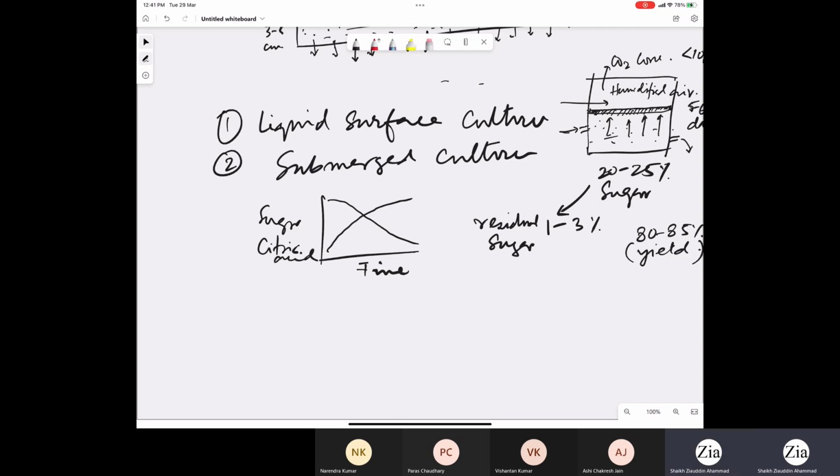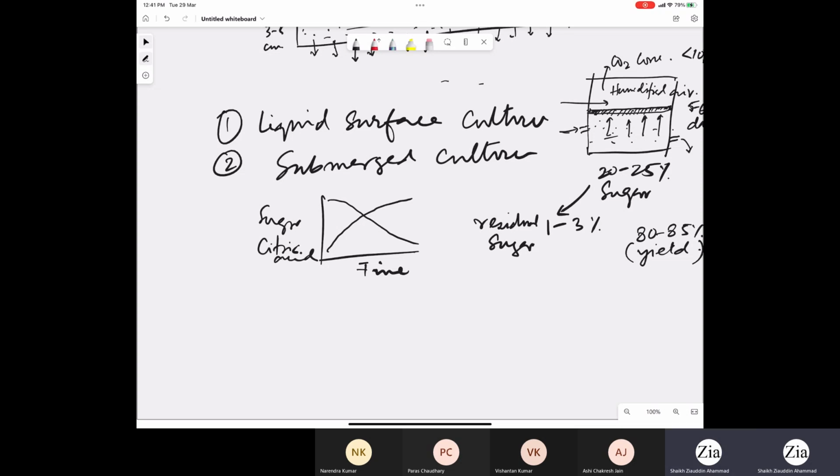So in Russia as well as some places in Argentina, they used to use this method, but it is not very popular anymore. Because if you have any submerged parts of the mat, that will show a non-productive region, and you will get really very poor production, or poor yield, of citric acid.